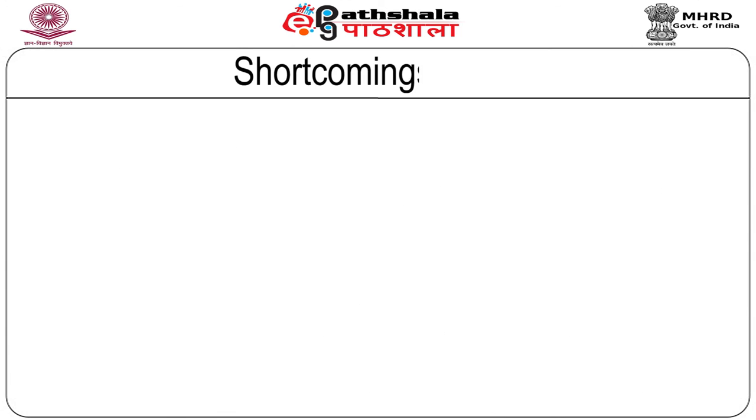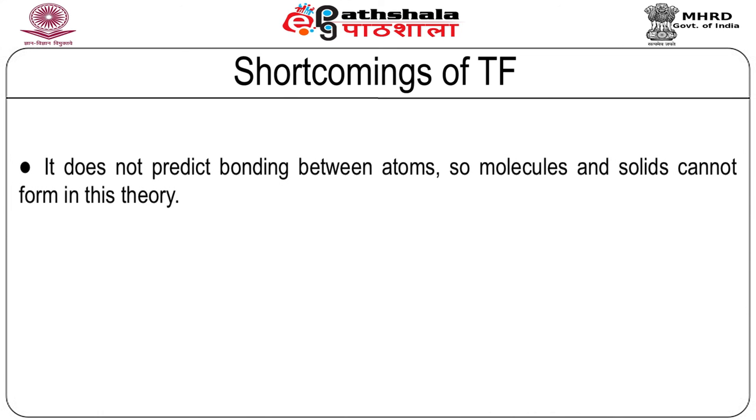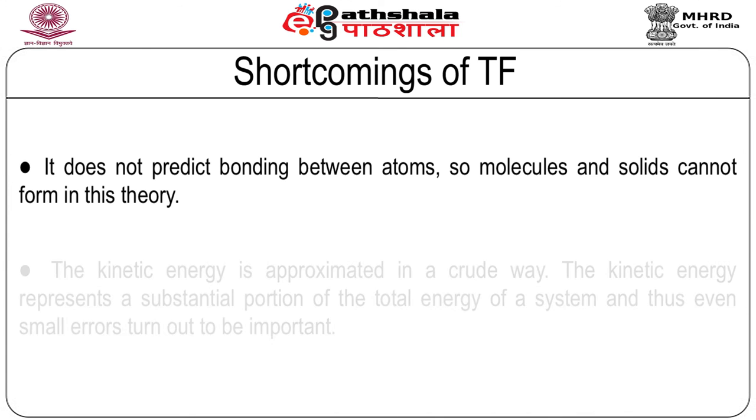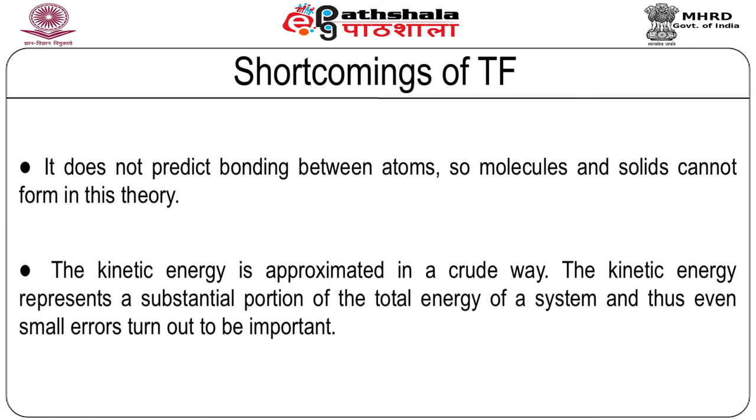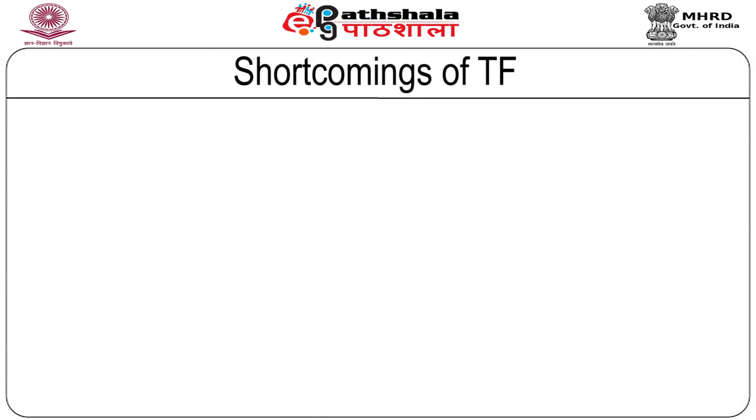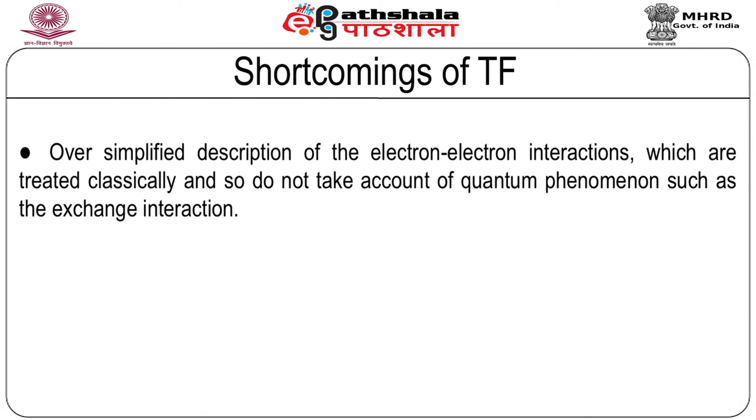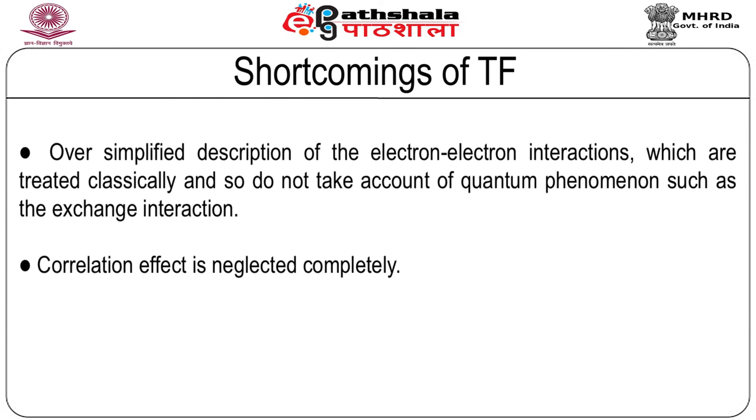We now point to the shortcomings of Thomas-Fermi theory. There are a few. First, it does not predict bonding between atoms, so molecules and solids cannot form in this theory. Secondly, the kinetic energy is approximated in a crude way. The kinetic energy, as you may know, represents a substantial portion of the total energy of a system, and thus even small errors turn out to be important. Thirdly, there is the oversimplified description of the electron-electron interactions, which are treated classically and so do not take into account quantum phenomena such as the exchange interaction. Lastly, the correlation effect is neglected completely.